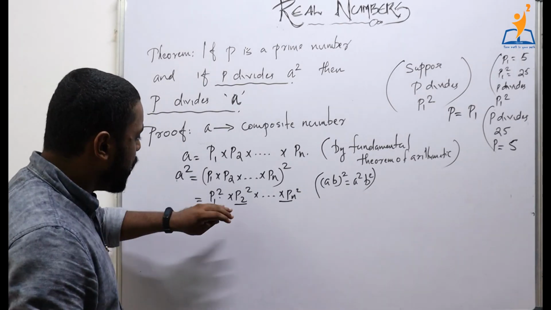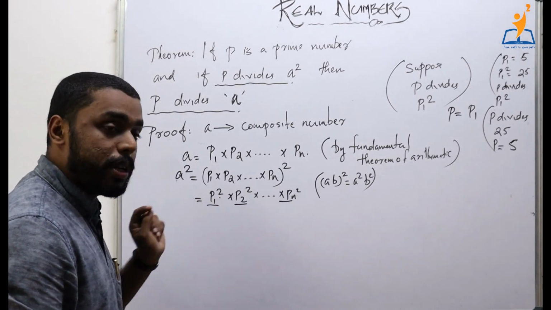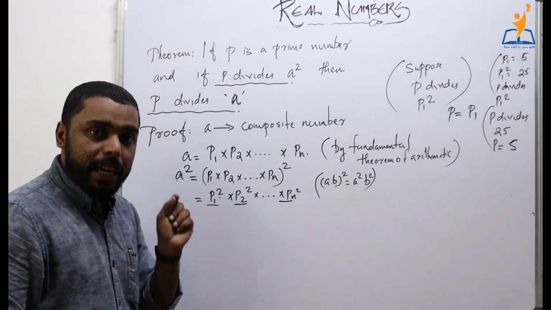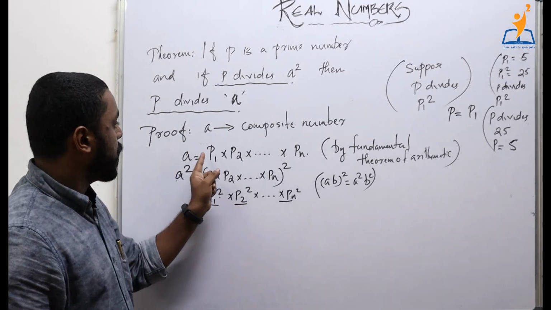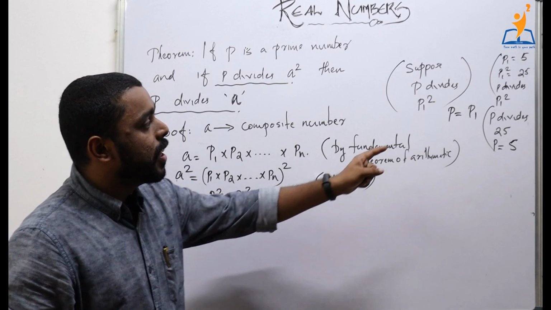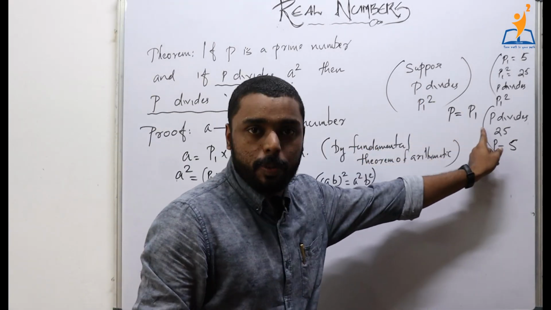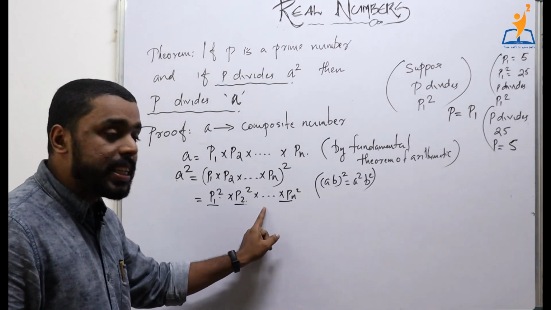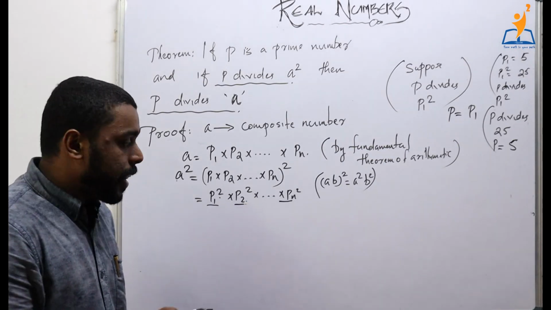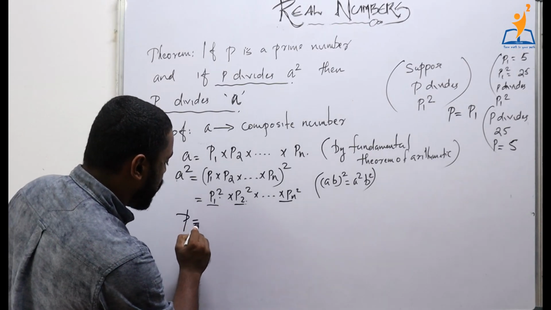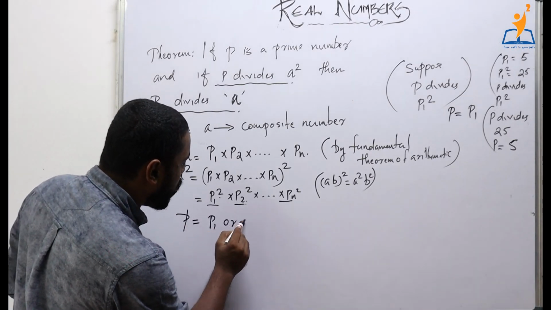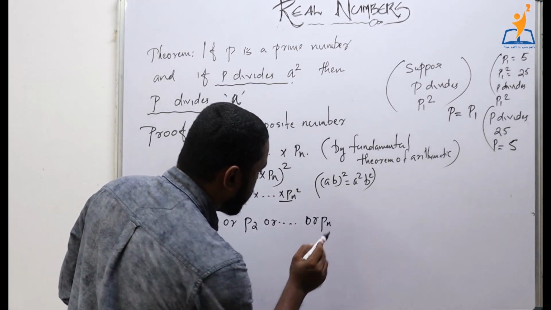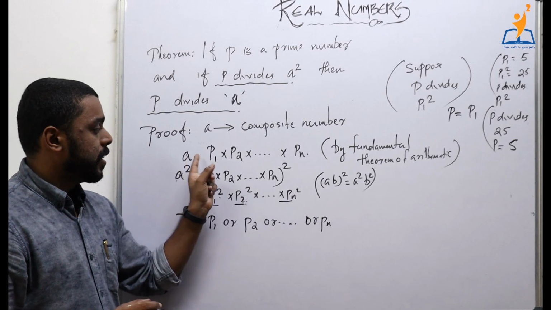Now suppose that P does not divide P1 square, then P must divide P2 square, or P must divide P3 square. In all the cases, P will be equal to one among the primes. If P divides P1 square, P equals P1. If P divides P2 square, then P equals P2. If P divides P3 square, then P equals P3. Then P is equal to P1 or P2 or so on, or Pn. P must be one among the primes.